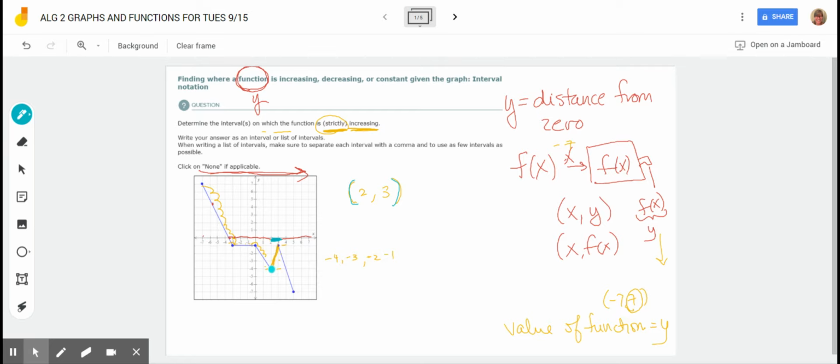The thing with the parentheses, I'm pretty sure, is that we don't know, because it's turning at 2, right here at -4, and because it's turning at 3, -1, it's not really increasing at that point. So we put parentheses. Last year I think I was doing brackets because I was like, that's a point. But I'm pretty sure it is parentheses.